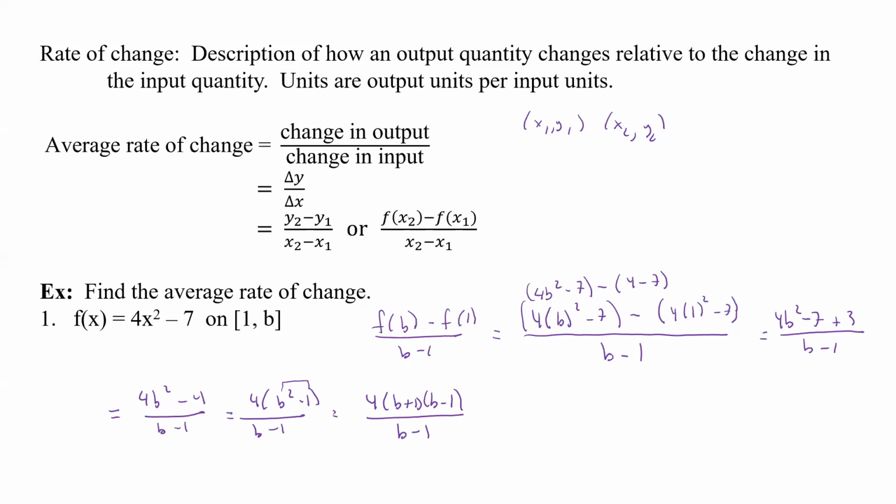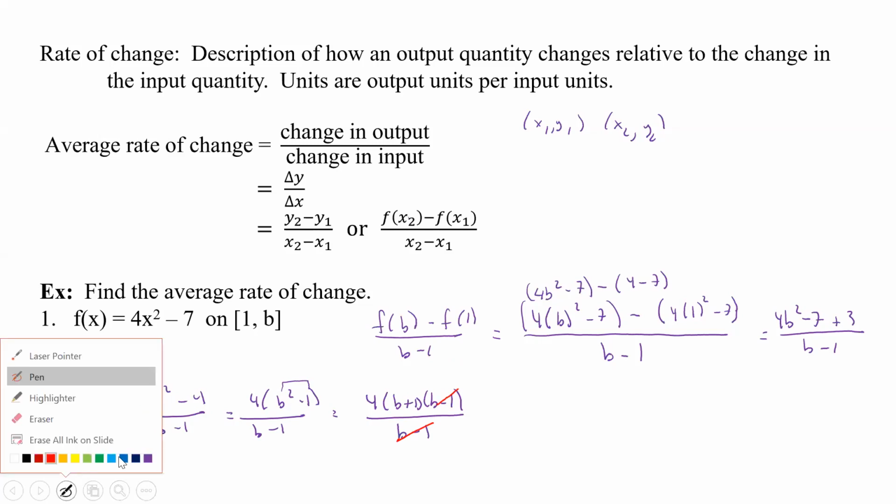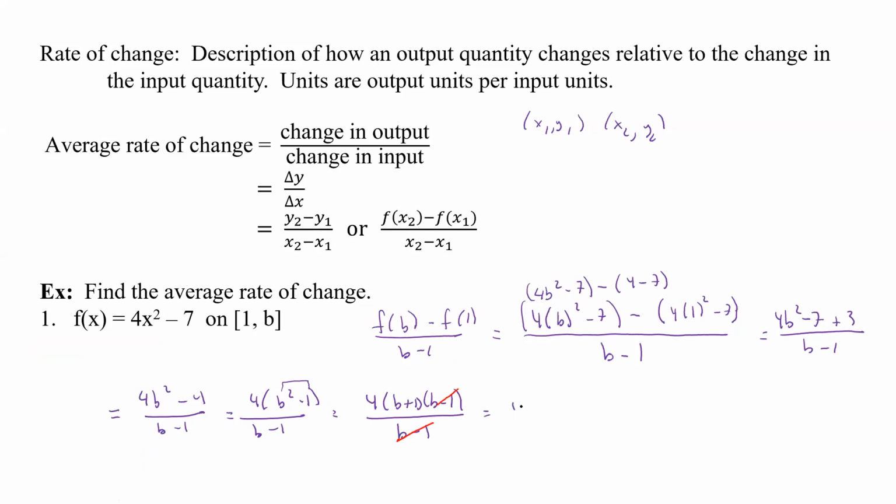And so when we get done, our b minus 1 cancels the b minus 1, and we just get 4 times b plus 1, and that is the average rate of change over the interval 1 to b for 4x squared minus 7. And again, it's just plugging in numbers or values, letters, whatever it is, and then just simplifying until you get your final answer. In this case, 4 times b plus 1.